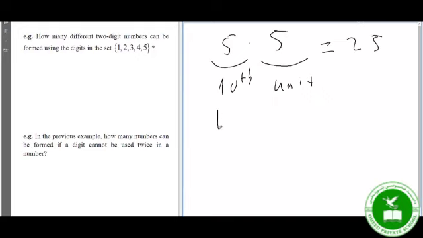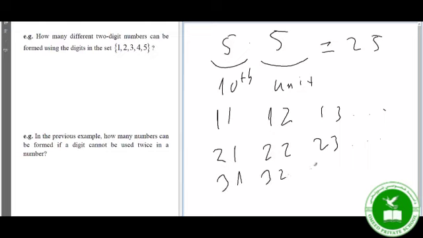So 25 different two-digit numbers we can make using 1, 2, 3, 4, 5. For example, one of them is 11, then 12, 13, and so on. Or, for example, 21, 22, 23, like this. Or 31, 32, 33, and so on. If you count all of them, you will see that we have 25 different two-digit numbers formed by the digits 1, 2, 3, 4, 5.